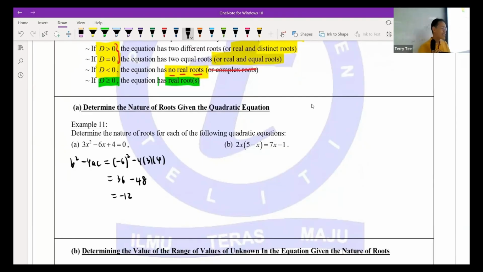More important is the sign, whether it's more than, less than, or equals. This is less than, right? Less than 0, right? Okay, guys, less than 0 means what? There is no real roots.